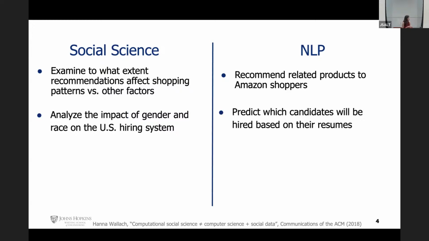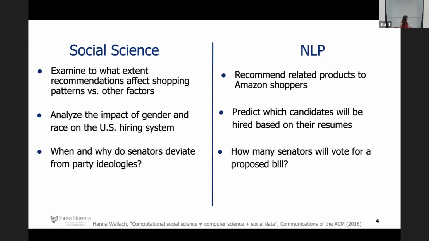As another example, an NLP task might be to predict which candidates are going to get hired for a job based on their resume. Where on the social science side, maybe we would analyze the impact of gender and race on the US hiring system. And then as a third example, on the NLP side, maybe we want to predict how many senators will vote for a proposed bill. And on the social science side, we'd be more interested in understanding when and why senators might deviate from their party ideologies.